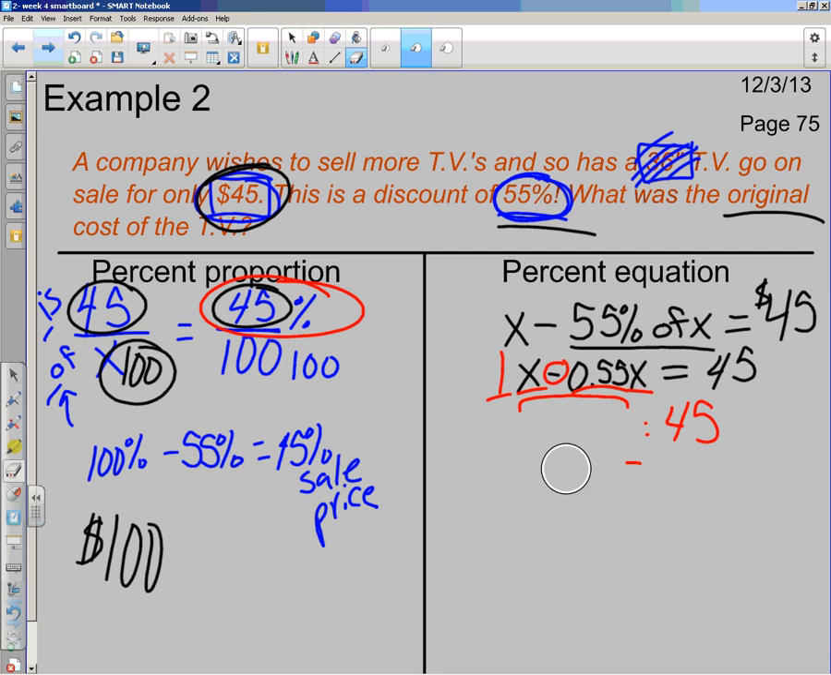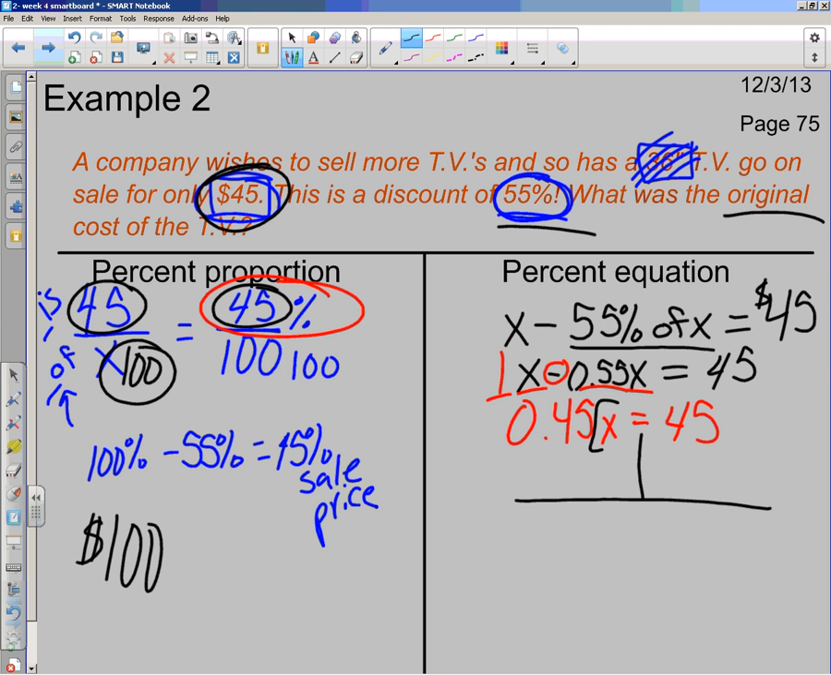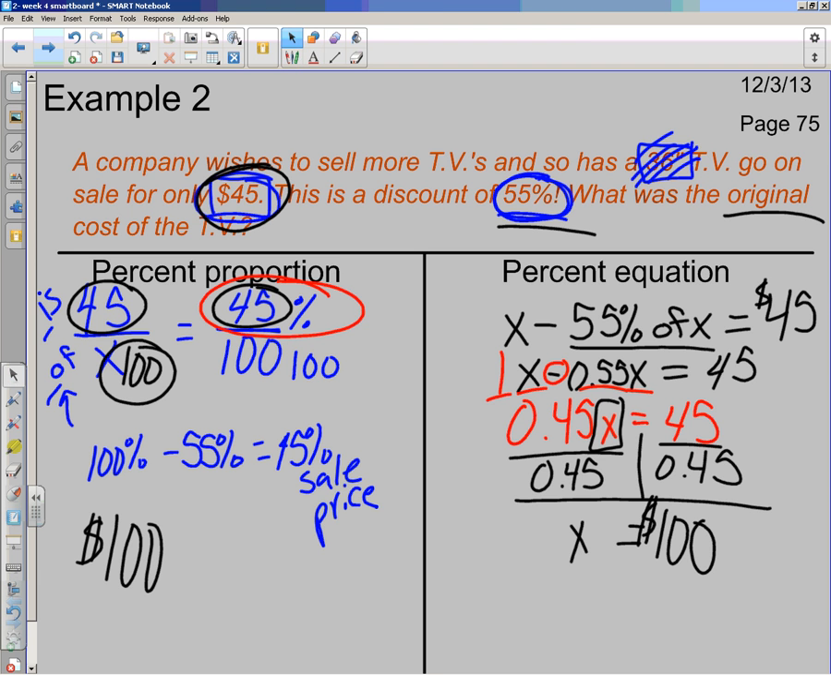So now, let me just clean that up a little bit. 0.45x equals 45. How do I solve that equation? Using algebra, upside down t. I need to get rid of everything attached to the x. So 0.45 and x are multiplying. I have to divide by 0.45. And if you put that in your calculator, 45 divided by 0.45 gives you 100. $100, the same answer as we got with the percent proportion, perhaps in a way that makes a little bit more sense to you, hopefully.